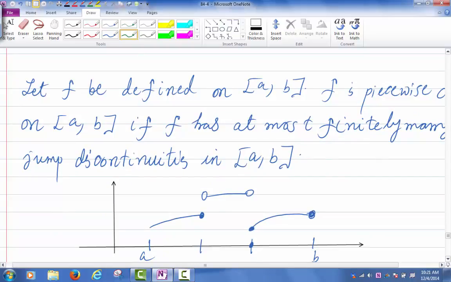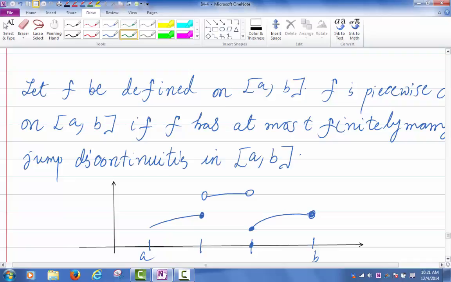Remember some time ago I said if f is continuous over an interval from a to b, then the integral must exist. The integral will exist if the function is continuous. But we can relax the condition of continuity a little bit. For example, if I know that the function is piecewise continuous.